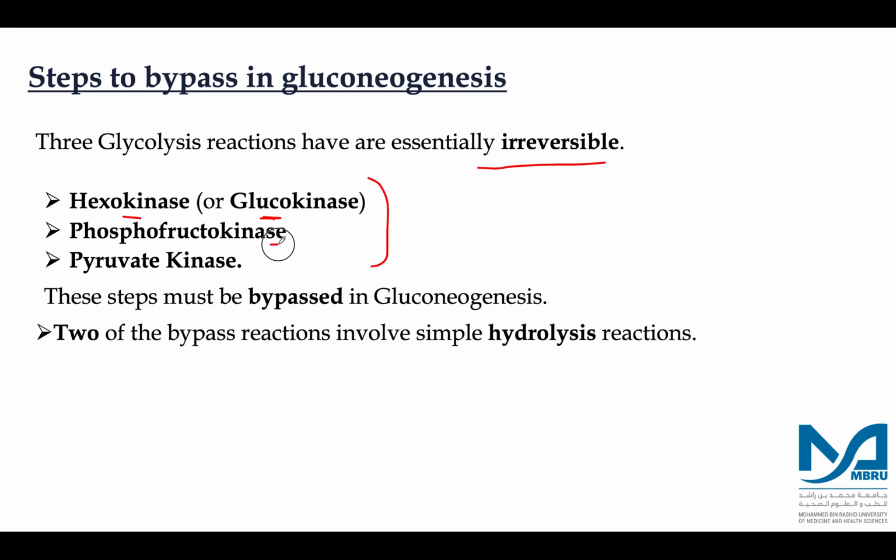The second one is catalyzed by phosphofructokinase, which happens to be the rate limiting step of glycolysis. And the third one is catalyzed by pyruvate kinase, which is the conversion of phosphoenolpyruvate to pyruvate. So these three steps involve specific mechanisms for reversal in the process of gluconeogenesis, as these three steps are irreversible steps of glycolysis.